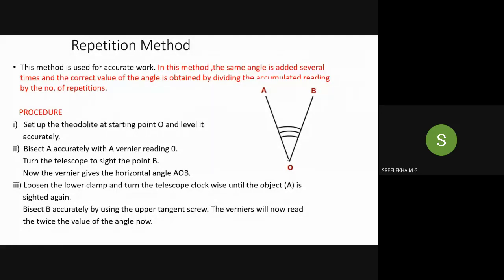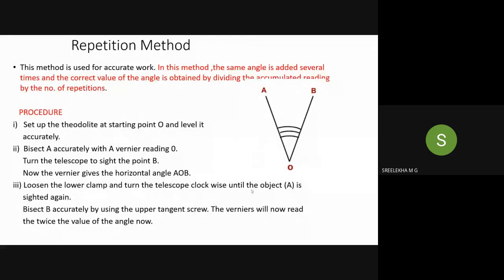You are finding the angle between A and B three or four or five times, like that. The number of times it will be repeated. By this repetition, you will be trying to eliminate the error. So what were you dealing with in the last class?